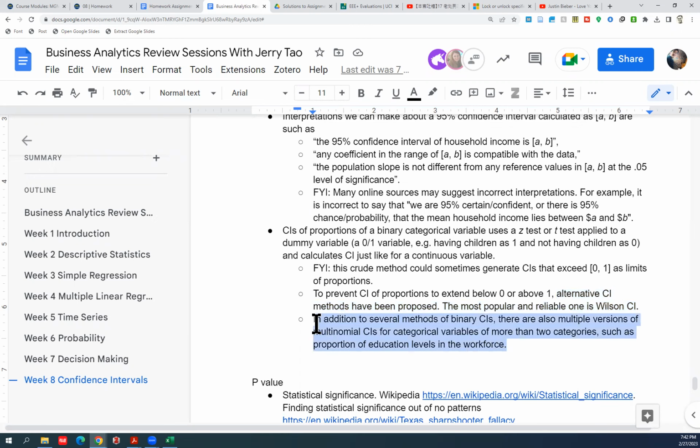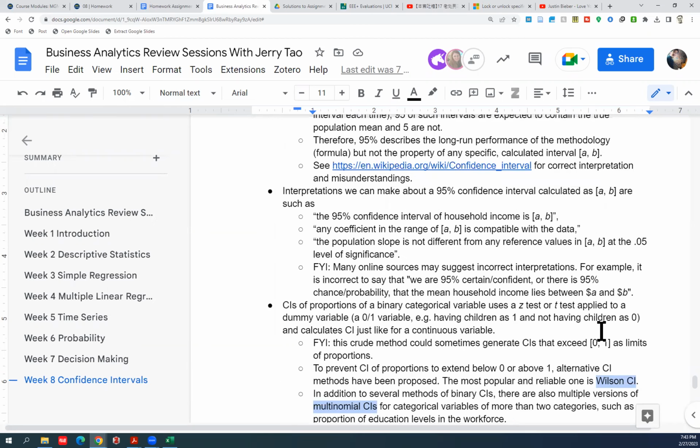There are also other versions of the confidence intervals created for non-binary proportions. So for example, if we calculate proportions of education levels among your employees, the education levels could be high school or equivalent, some college, graduate school. If we have more than 2 levels in a categorical variable, we would have to calculate what's known as the multinomial confidence interval. However, these Wilson confidence intervals and the multinomial confidence intervals for categorical variables are beyond the scope of the course. So we won't discuss them further. Just know that these are available.